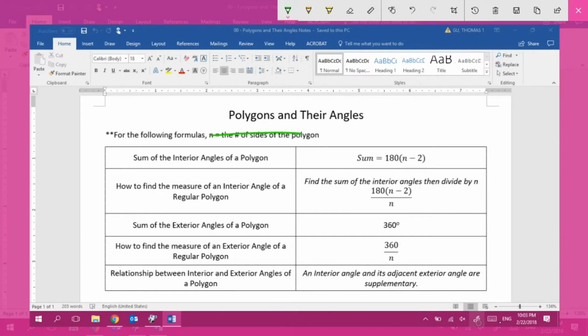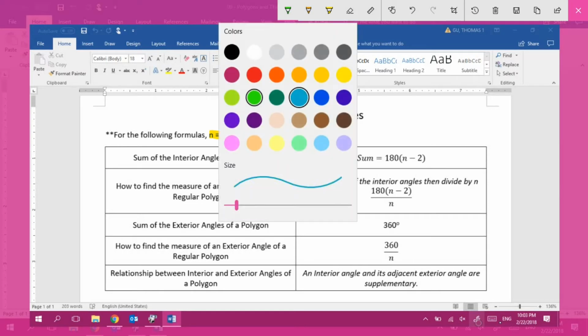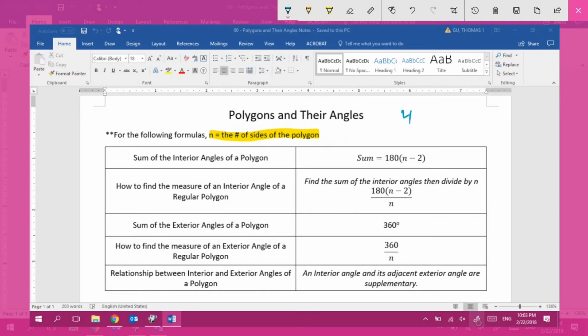So right here, n equals the number of sides of the polygon. For example, n would equal 4 for a square because a square has 4 sides. What would n be for a triangle? It would be 3 because there are 3 sides. And what would n be for a pentagon? It would be 5 because there are 5 sides. You got that? Okay, moving on.